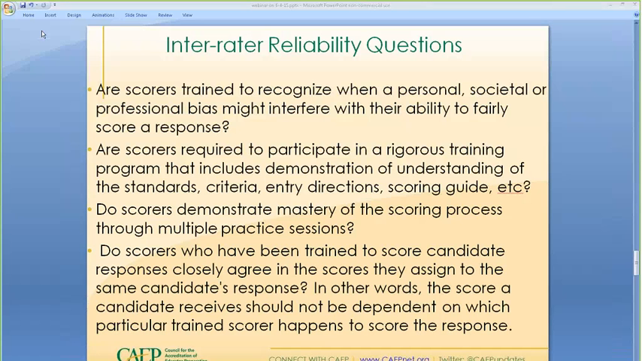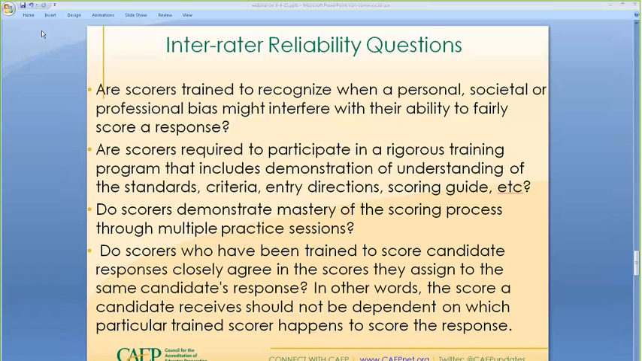Next, do you think about including your scorers in a rigorous training program? It was interesting to me that it talked about a training program that includes a demonstration of understanding of the standards, the criteria for those, the entry directions, the scoring guide, and everything. So there are two parts of a training program for reliability. One is whether all the scorers are on the same page when it comes to the standards, the criteria, the scoring guide and all the components of a portfolio. And then next is really their mastery of the scoring. So first, is there training about those overview and introductory general items that everybody should understand, and then have they been trained to score candidate performance across a number of times?